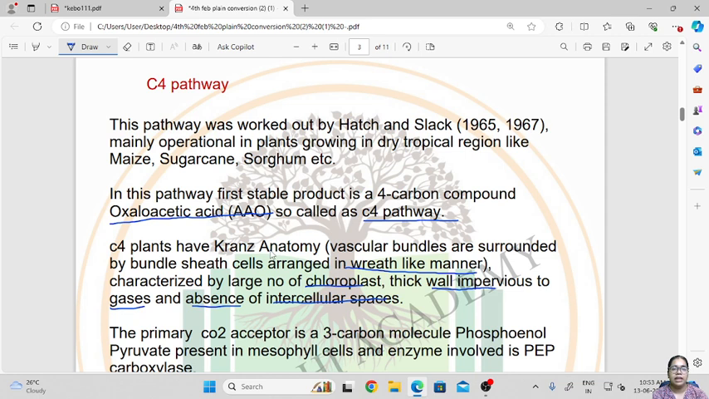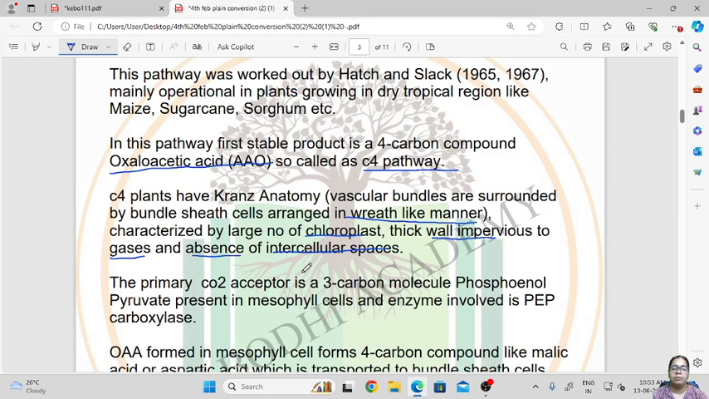So the anatomy of this plant will show a large number of chloroplasts, thick walls impervious to gases and absence of intercellular spaces. So the primary CO2 acceptor is a 3-carbon molecule, phosphoenol pyruvate, present in the mesophyll cells, and the enzyme involved is PEP carboxylase.